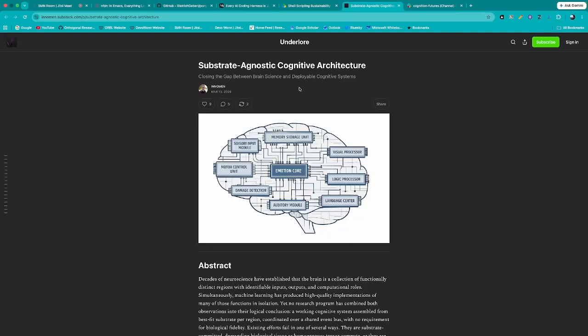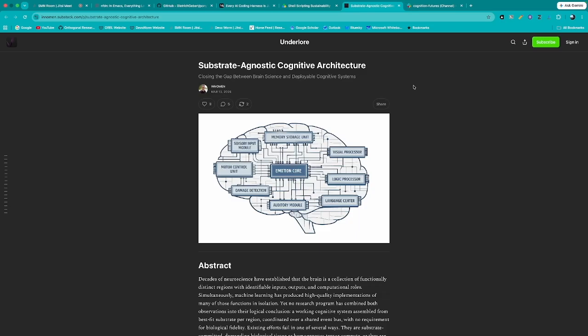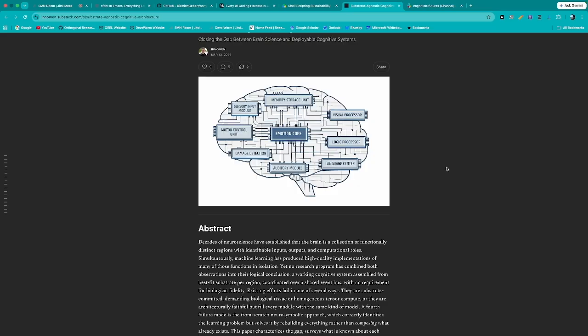This is actually a Substack article by Innomen, talking about substrate-agnostic cognitive architectures. The name of the Substack is Underlore, and the subtitle is Closing the Gap Between Brain Science and Deployable Cognitive Systems. So this is very much in the spirit of biologically inspired cognitive architectures, or BICA.